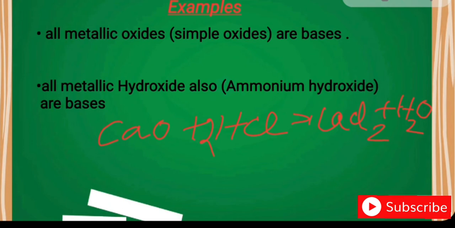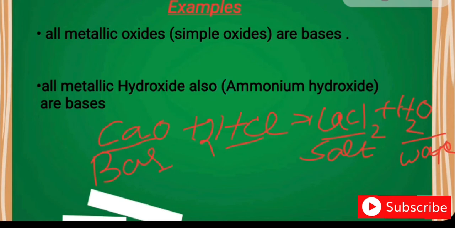So let me write it clearly, calcium chloride. So calcium oxide, when it reacts with the hydrochloric acid, you will get calcium chloride and water. So calcium oxide reacts with the acid to form salt and water. So this is salt and water. So calcium oxide is base. Like this, all metallic oxides are basic in nature or they are base.